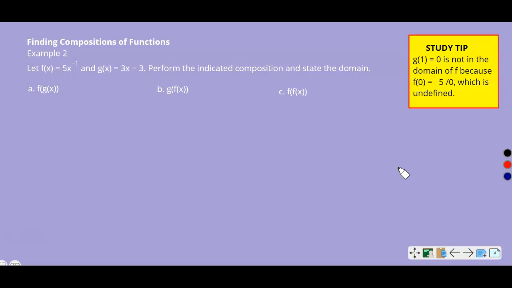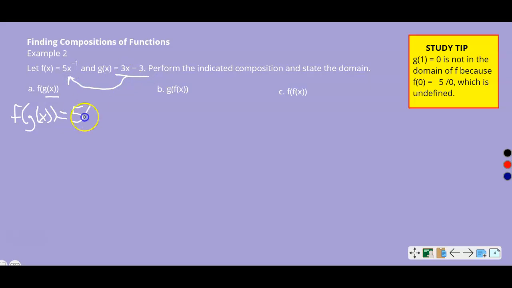Perform the indicated composition and state the domain. So the first one says f of g of x. That means we're going to take g of x and plug it into f of x. So we're going to have f of g of x. So we're going to take all of this and substitute it in for x here.